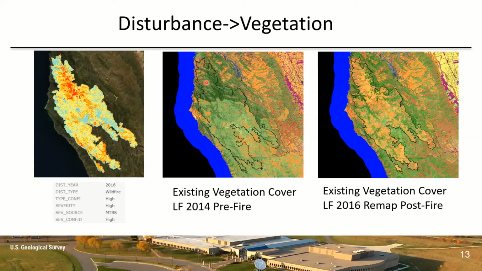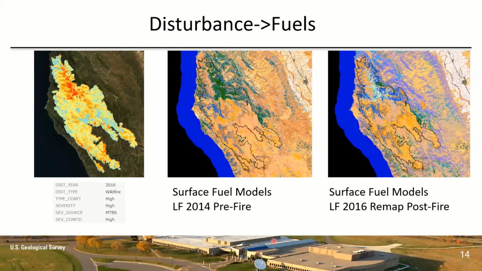And so you can see how the severity of the fire affected the vegetation cover post-fire. So that's one way that the disturbance changes our maps. And then for fuels, we had a timber understory surface fuel model, which has a pretty high rate of spread and flame length, and that got changed to a timber litter model in this area. So you can see some of those differences in the surface fuel models, and that's important for fire behavior modeling.